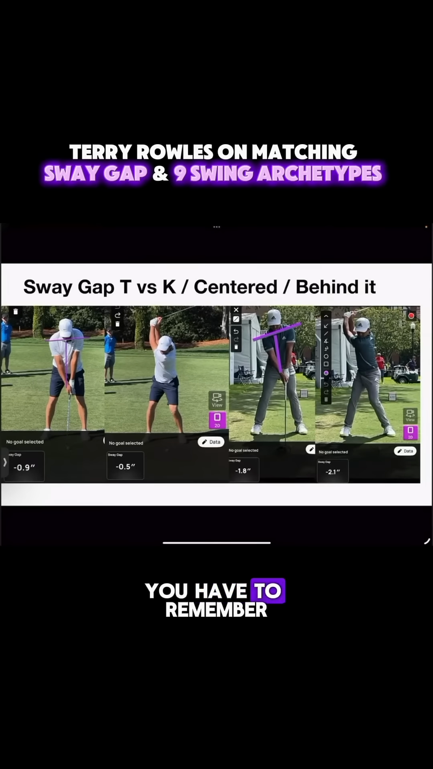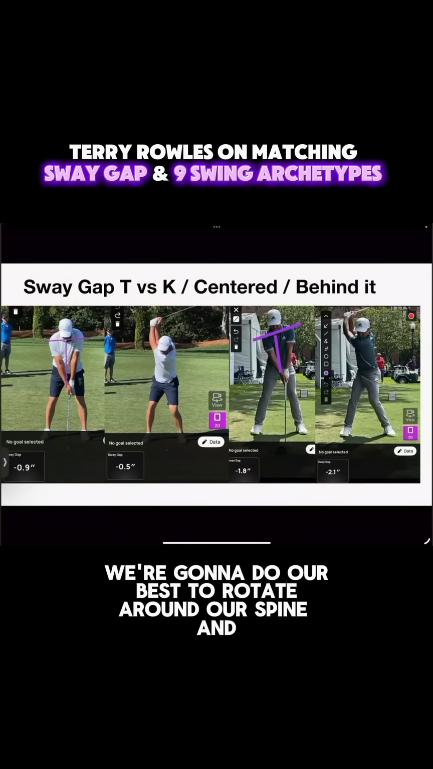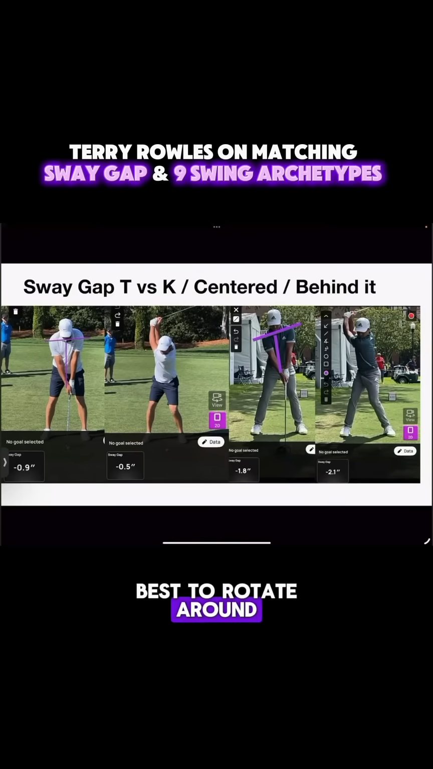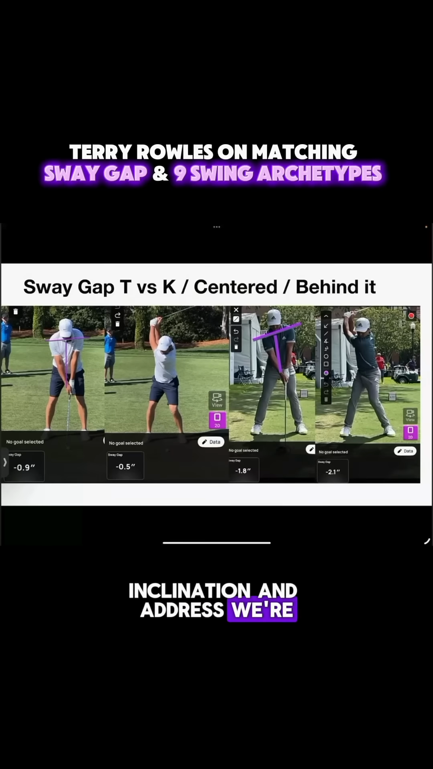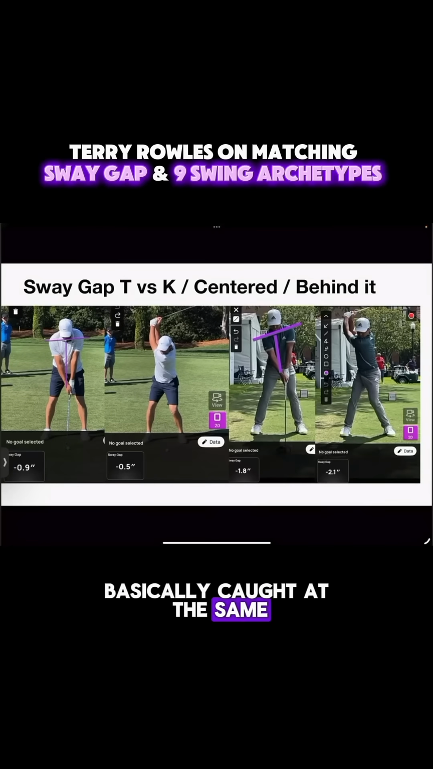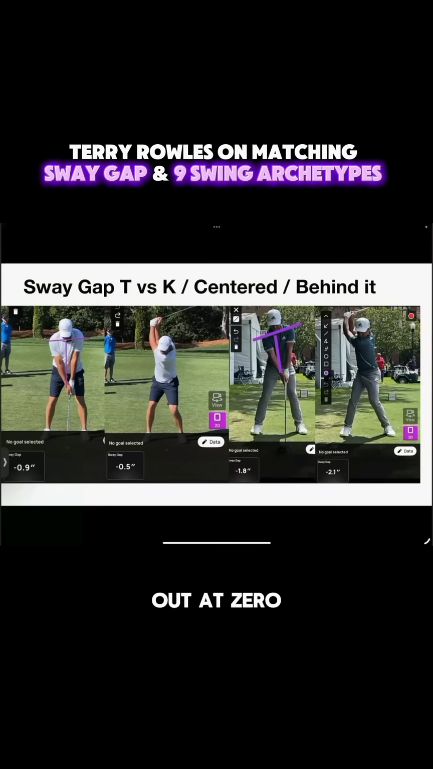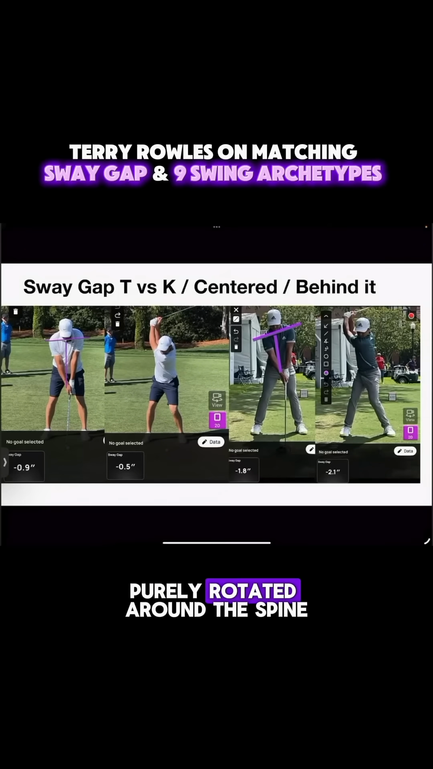You have to remember golf is a rotational sport. We're going to do our best to rotate around our spine, and if we set up with the right inclination at address, we're able to rotate. So Scheffler going from 0.9 to 0.5 there, basically call it the same. He's able to rotate. If somebody starts out at 0 and is 3 inches at the top of the backswing, they haven't purely rotated around the spine. They've also translated, so it's a little less efficient.